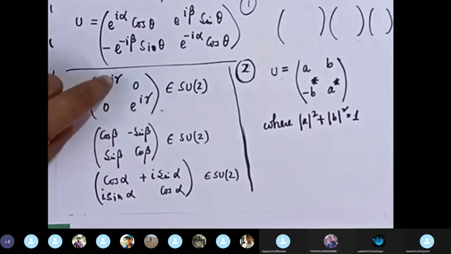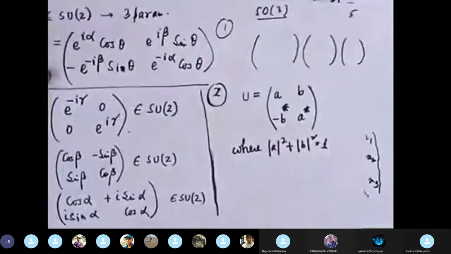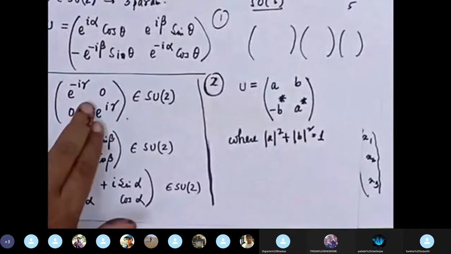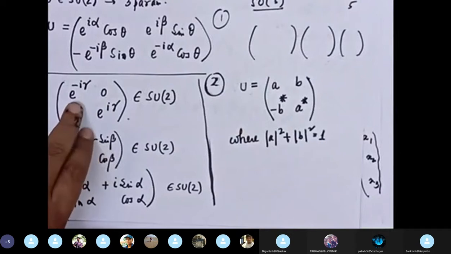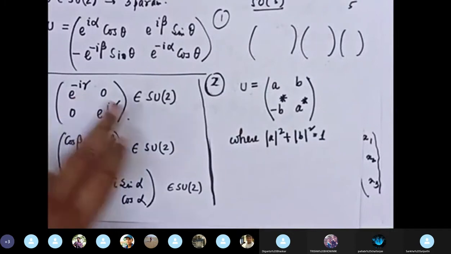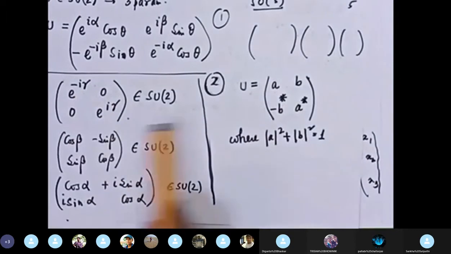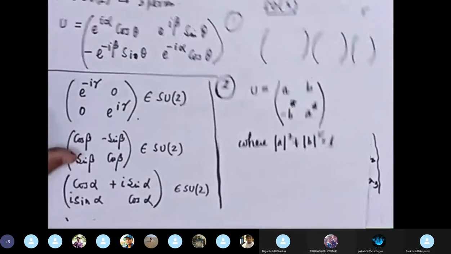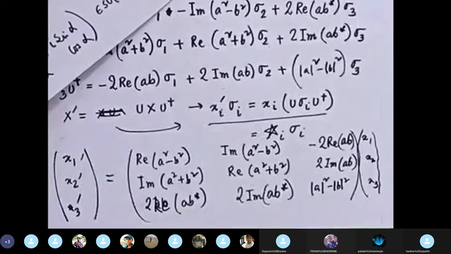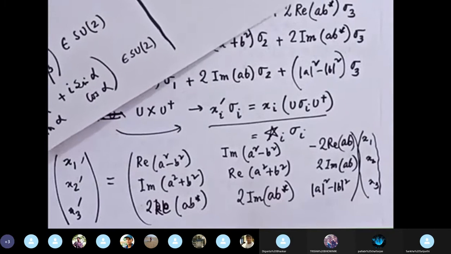So take this matrix. What is A for this matrix? A is e to the power minus i alpha, and B is 0. Correspondingly, the rest will be accordingly that. So A is e to the power minus i alpha, B is 0. So what you do here, in this equation, put A equal to e to the power minus i alpha, B equal to 0. Is it clear what I am doing?